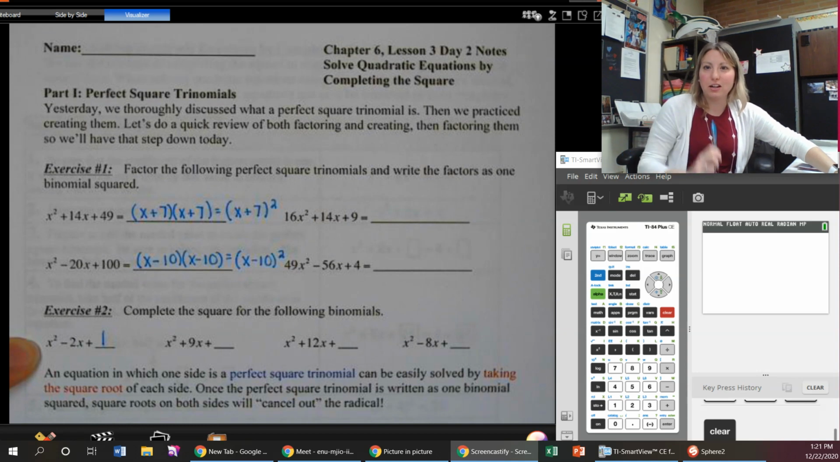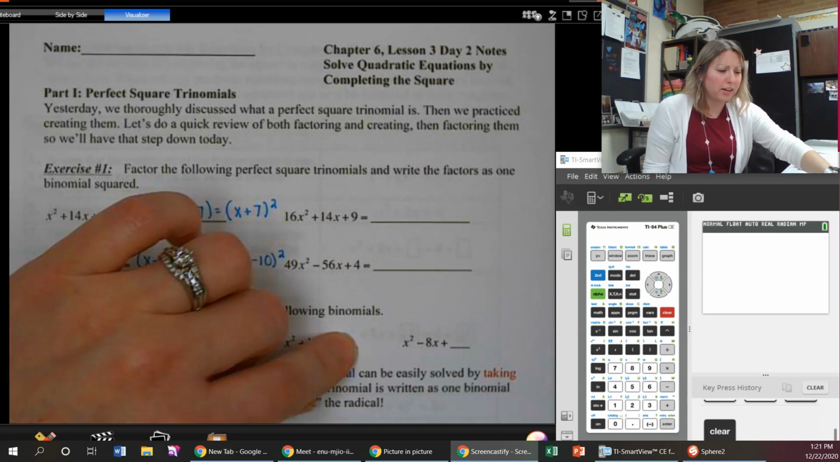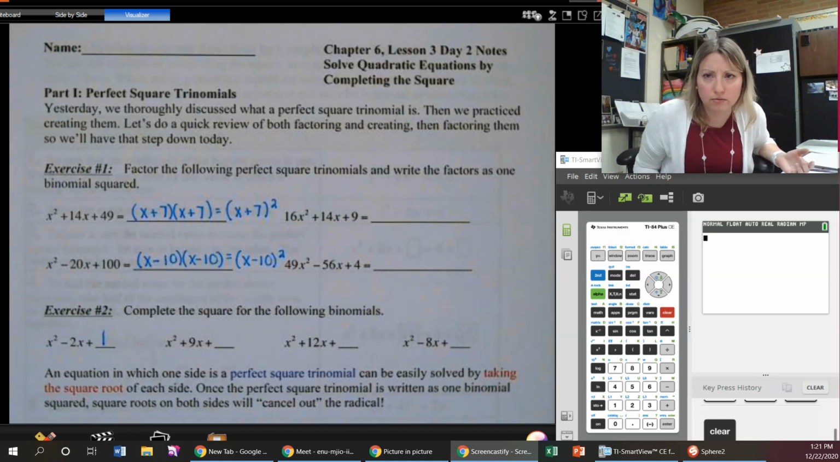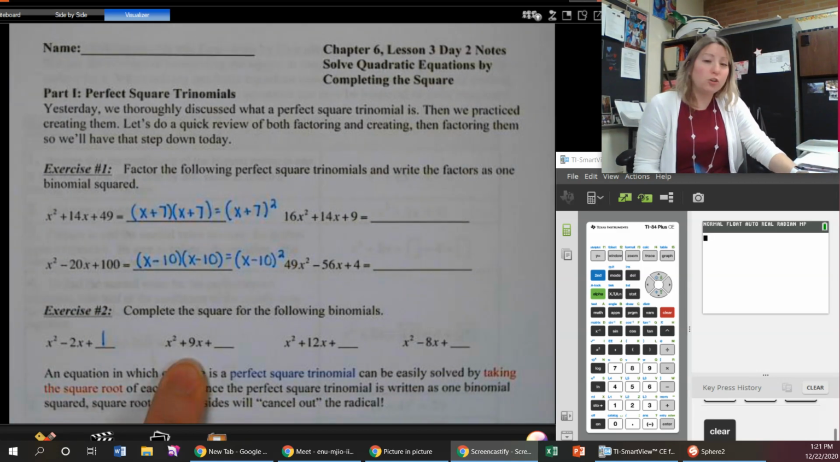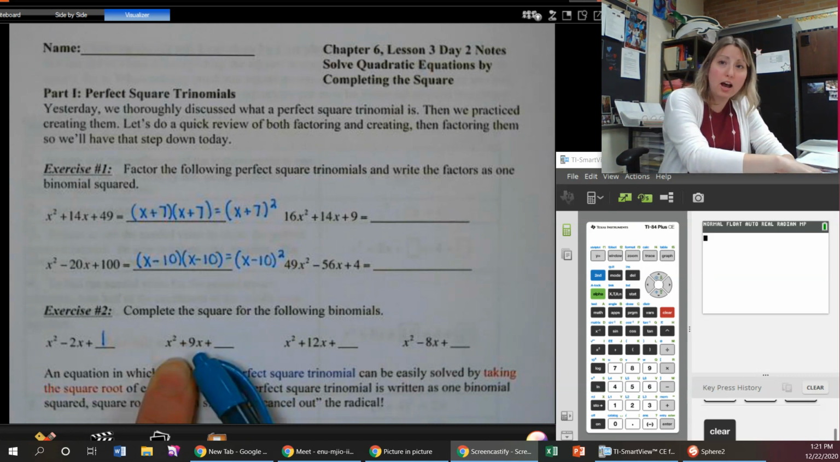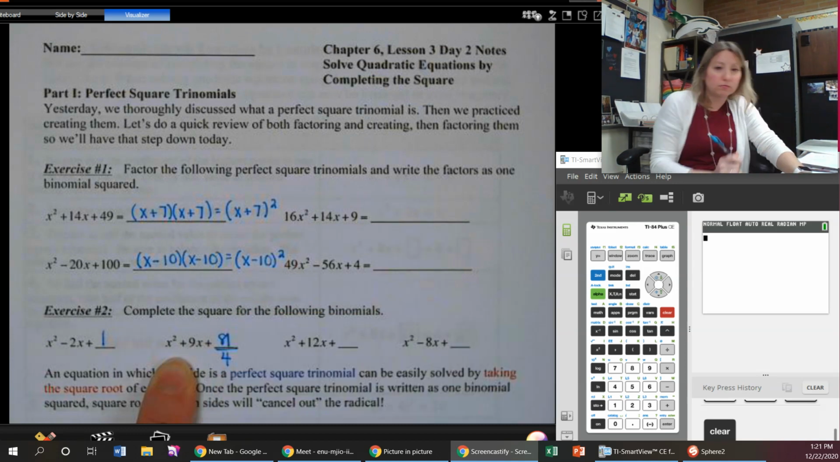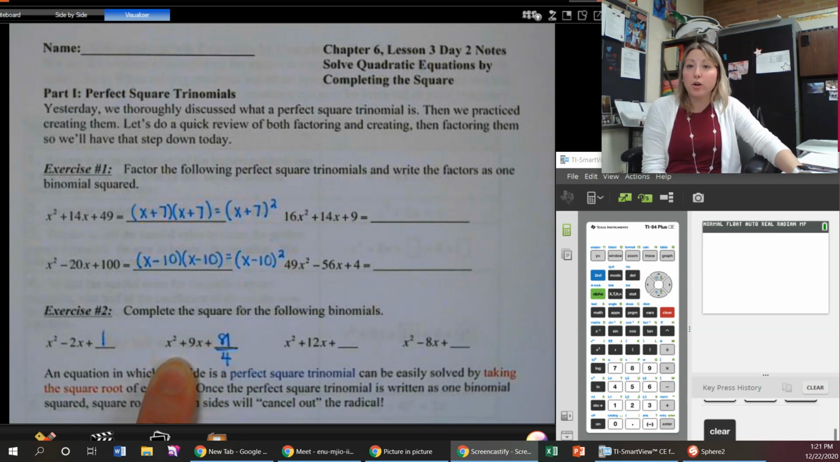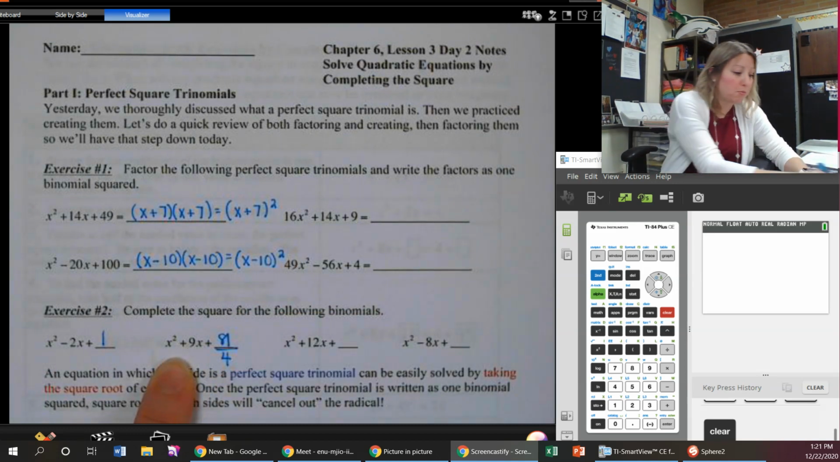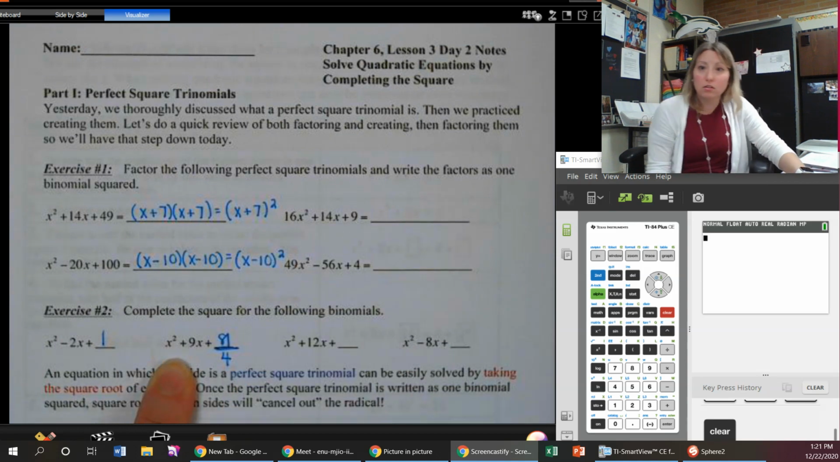Big hint I didn't say yesterday, too, that's actually going to make this a lot easier on you. Filling in the blank is always going to be a perfect square. If your B term is odd, you square the odd number. 9 squared is 81. Put it over 4, because 2 squared is always 4. So that's always going to be your denominator with these. There you go.